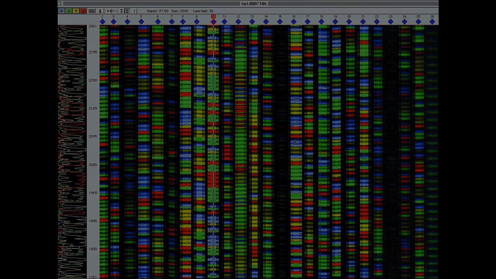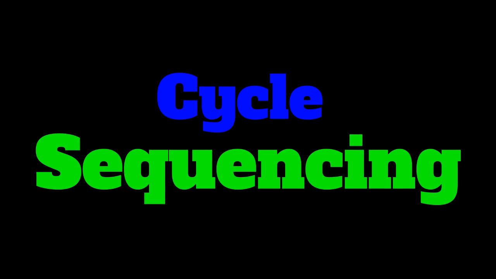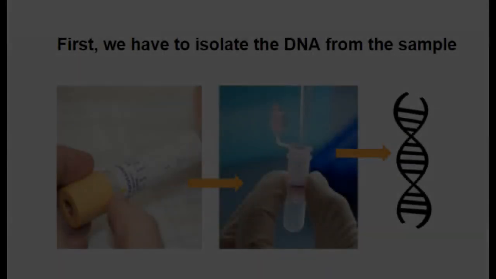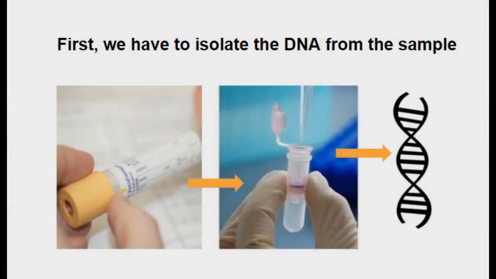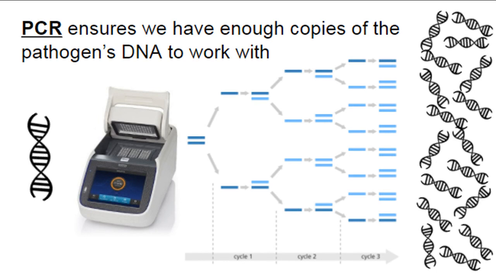For our purposes, we're going to focus on a common method used to sequence DNA for clinical use called cycle sequencing. First, the DNA is isolated from the sample. Once we have removed the DNA from the rest of the sample components, we'll need to amplify the amount of DNA for testing. You should remember that we use polymerase chain reaction, or PCR, for this, but we also want to make sure that we are only working with the DNA from the pathogen and not sequencing the patient's DNA.